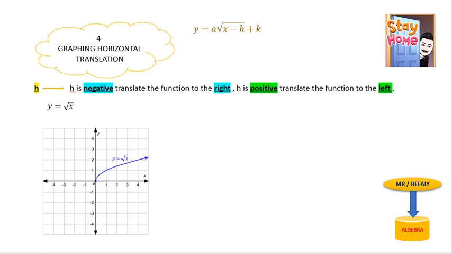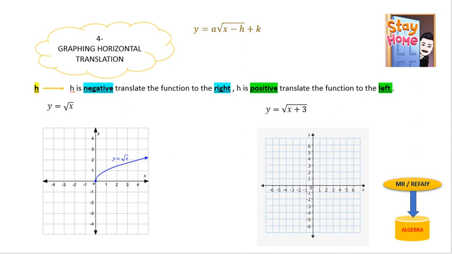For example, here this is the parent square root function, y equals root x. All of them depend on this one. And we have this example, y equals root x plus 3. How to graph it? Here we have to look for the value of h this time. Why h? Because this number is under the radical, together with x, so this number is called h. H here is positive, so this time you have to shift left.